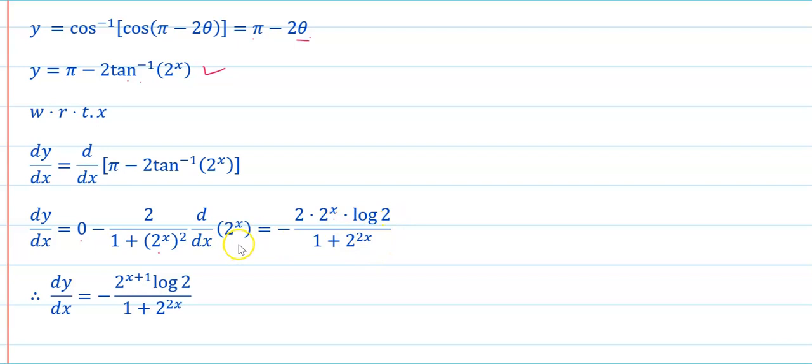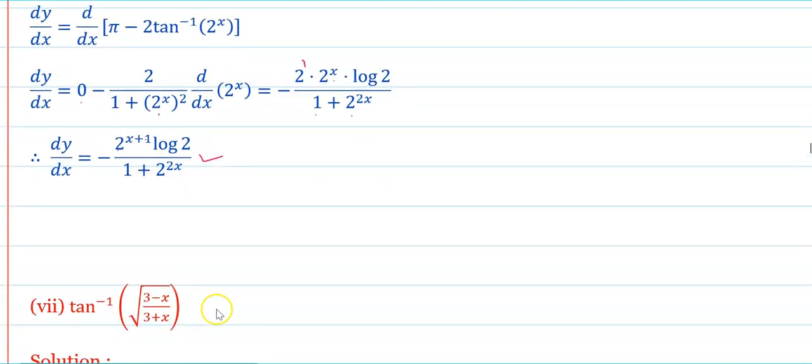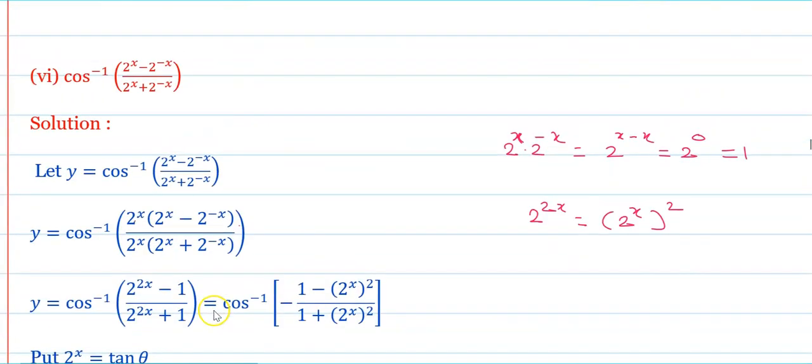The derivative is of the a raised to x type. Now here, 2 into 2 raised to x means the power becomes x plus 1. Then you will get 2 raised to x plus 1 into log of 2 upon 1 plus 2 raised to 2x. Here is the answer. Hence dy by dx is equal to minus 2 raised to x plus 1 into log 2 upon 1 plus 2 raised to 2x, and this is the answer. You can look at it again: how can we write it? Multiply numerator and denominator by 2 raised to x, or take 2 raised to minus x as common.